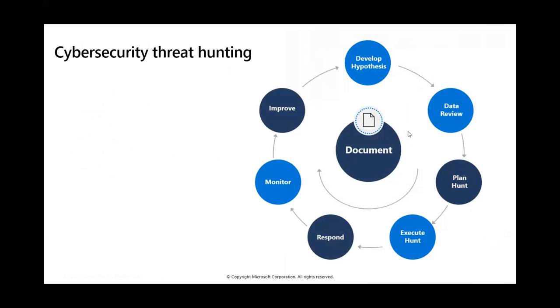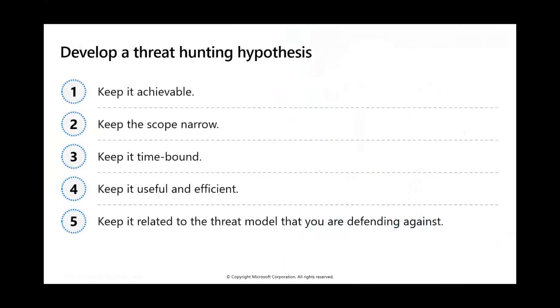Documentation for the hunt should include the what, the how, and why, input and output, how to replicate the hunt, and next steps. So hunting starts with a hypothesis, with factors to consider for a hypothesis.